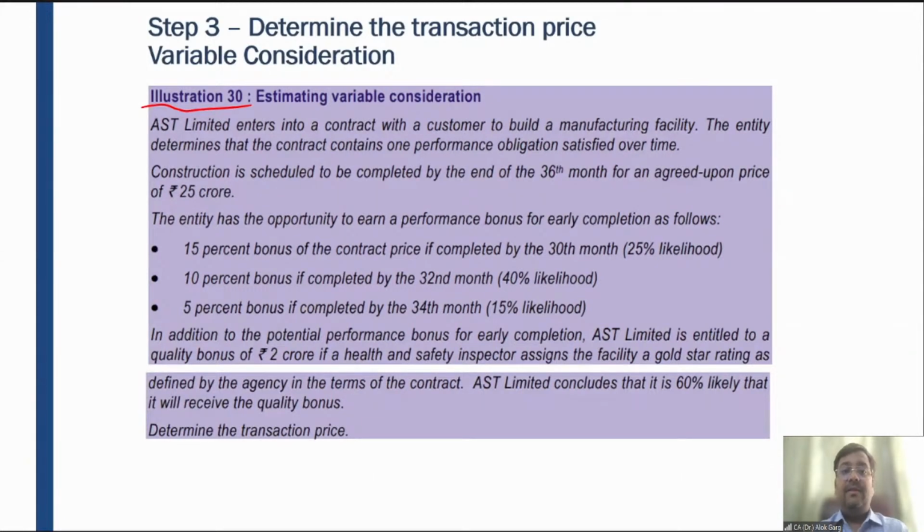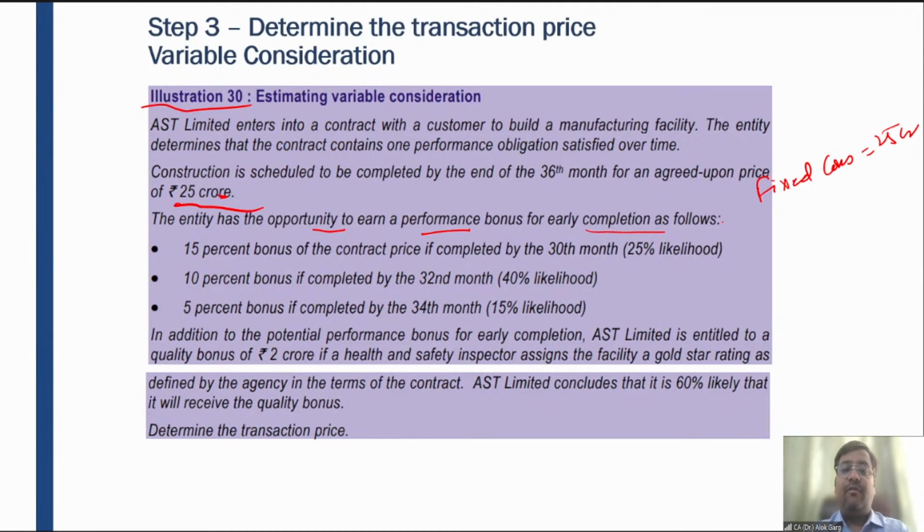The construction is scheduled to be completed by the end of the 36th month, by the end of the third year, for an agreed upon price of rupees 25 crores. So guys, this is the fixed consideration. What is the fixed consideration? The fixed consideration is 25 crores. The entity has the opportunity to earn a performance bonus for early completion as follows. In spite of a fixed consideration, there is an element of variable consideration as well.